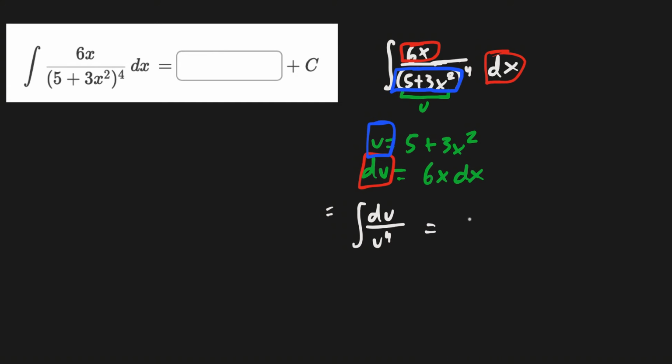And this might seem confusing, but this is just equal to the antiderivative of 1 over u to the fourth power du. These two are equivalent, right? Just move this over.